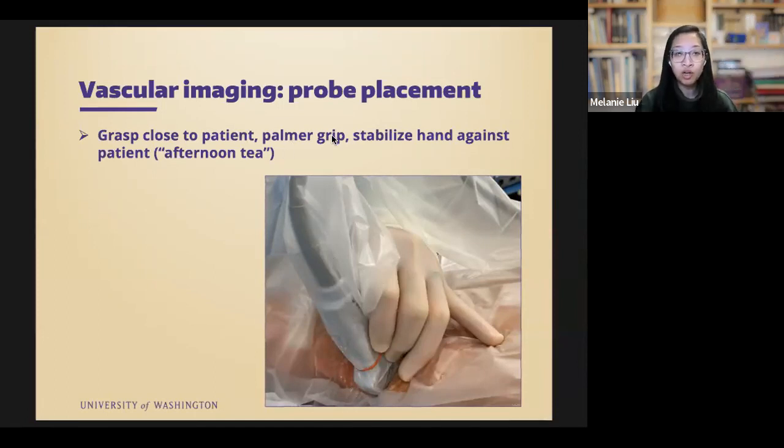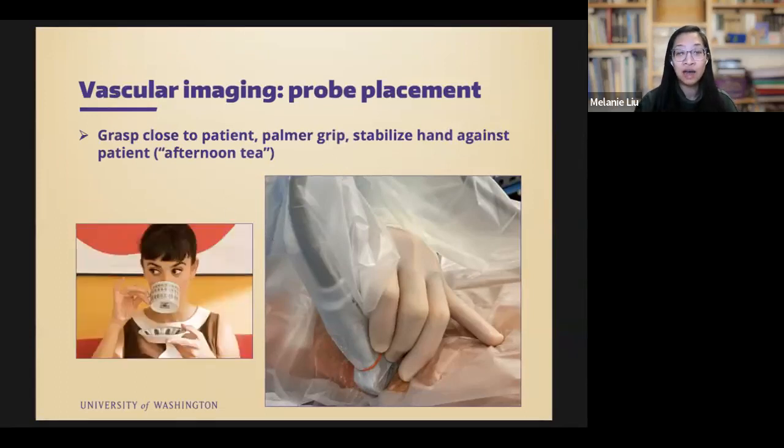So you're trying to use a palmar grip, and you're trying to stabilize your hand against something, right? If you're going to be cannulating the IJ, you're often stabilizing against the angle of the jaw or the neck. And this is the position that we often refer to as afternoon tea with the PDL.